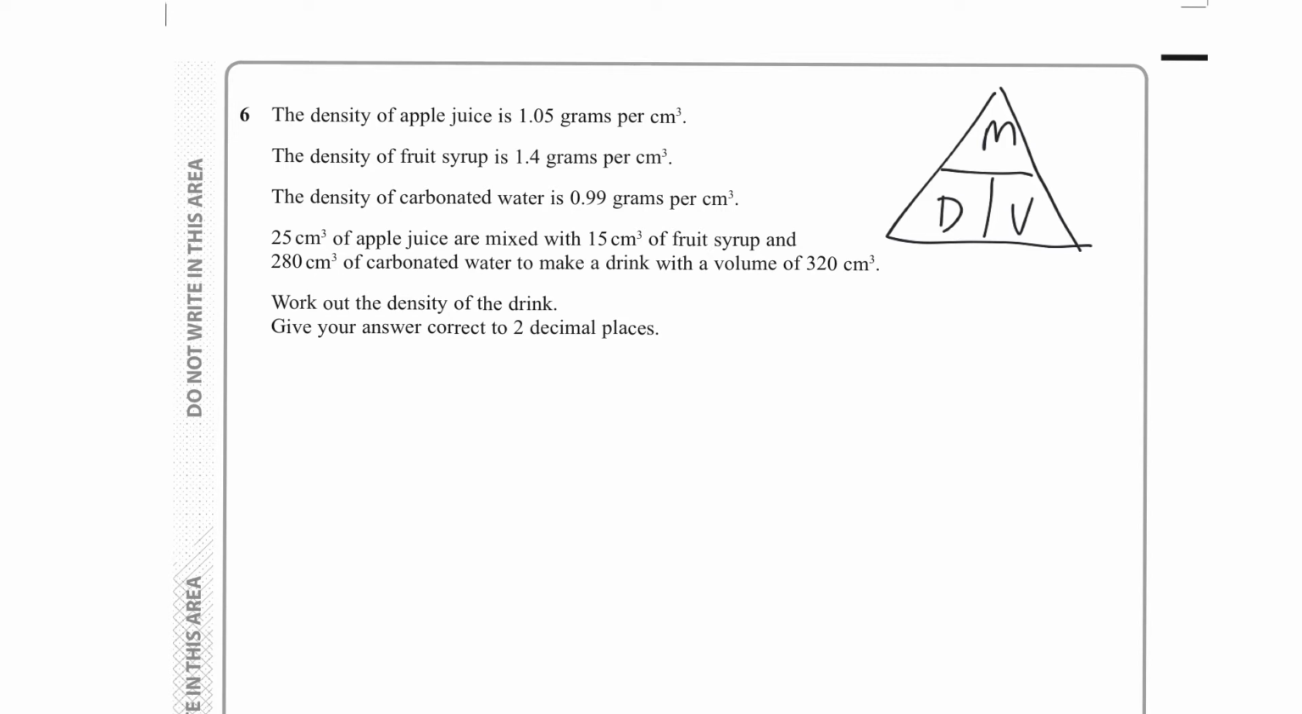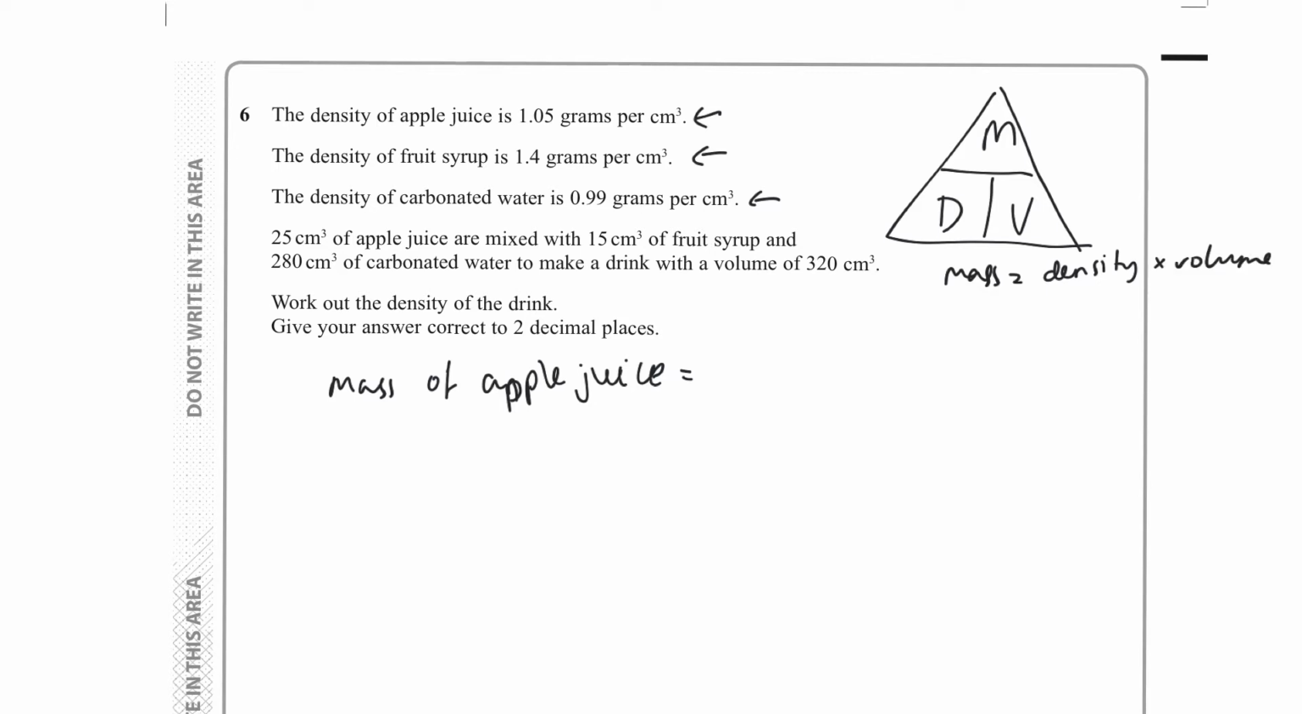Please memorize this. The first thing we're going to do is work out the total mass. In order to work out the total mass in this drink, we need to work out the individual mass of each part that's added. So the mass of apple juice, based on this formula, is mass equals density times volume. The volume of apple juice added was 25, the density is 1.05. Put that into your calculator, you should get 26.25.